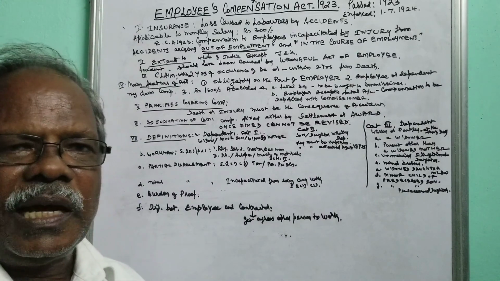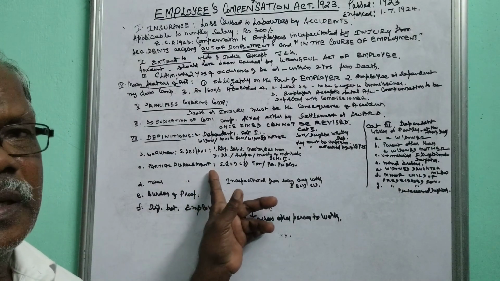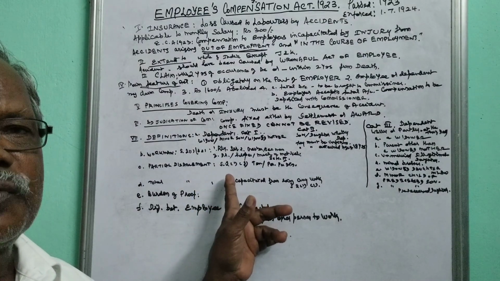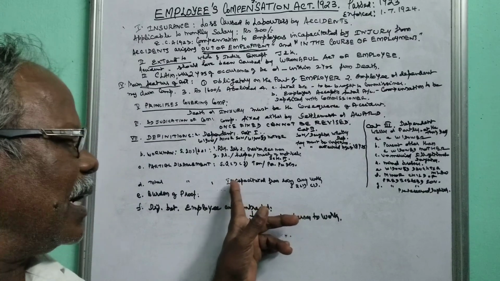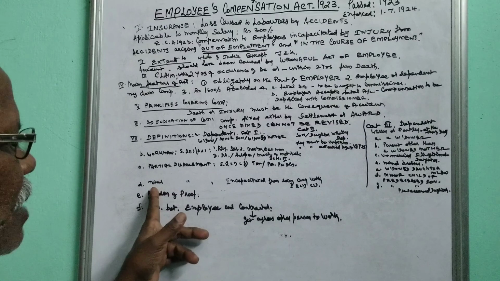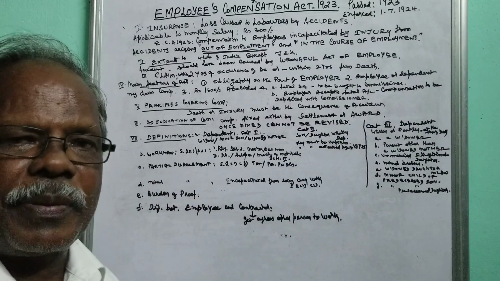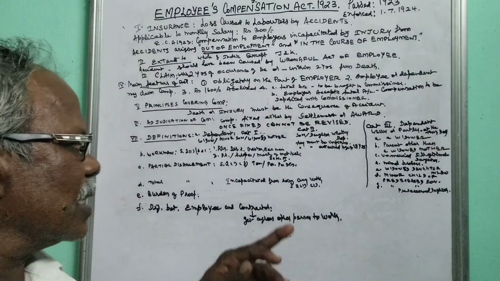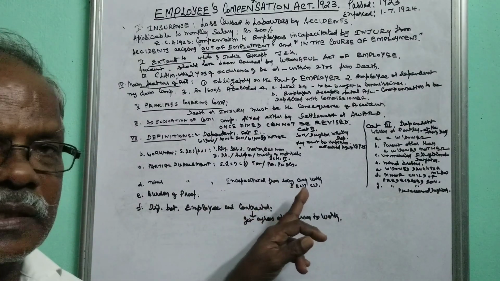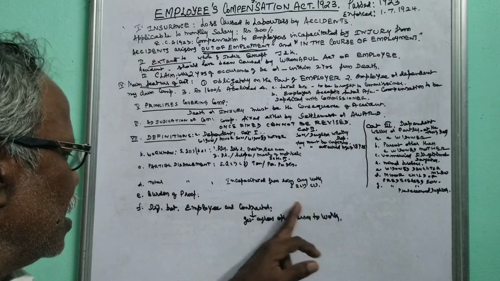That is called partial disablement. Partial disablement may be divided into two types, that is temporary and permanent disablement. And another thing is total disablement, which means they are incapacitated and cannot do any work. That is defined under Section 2(1).